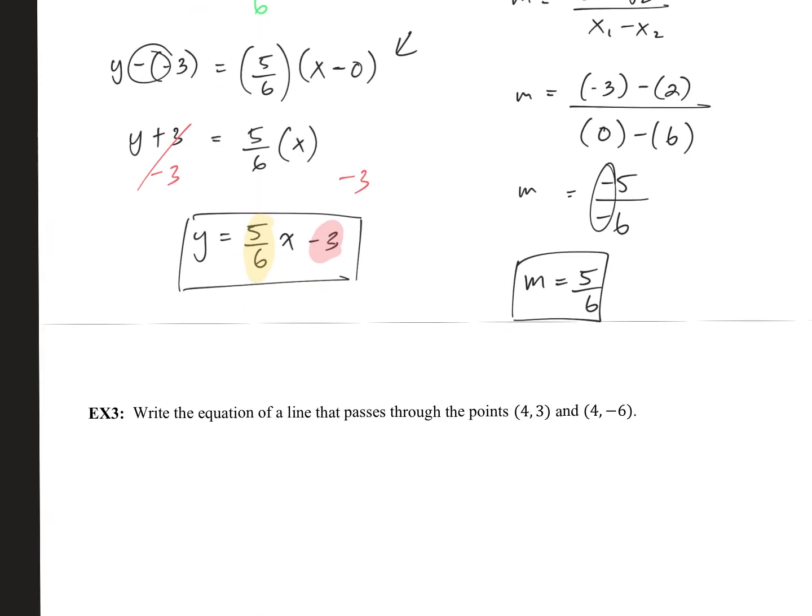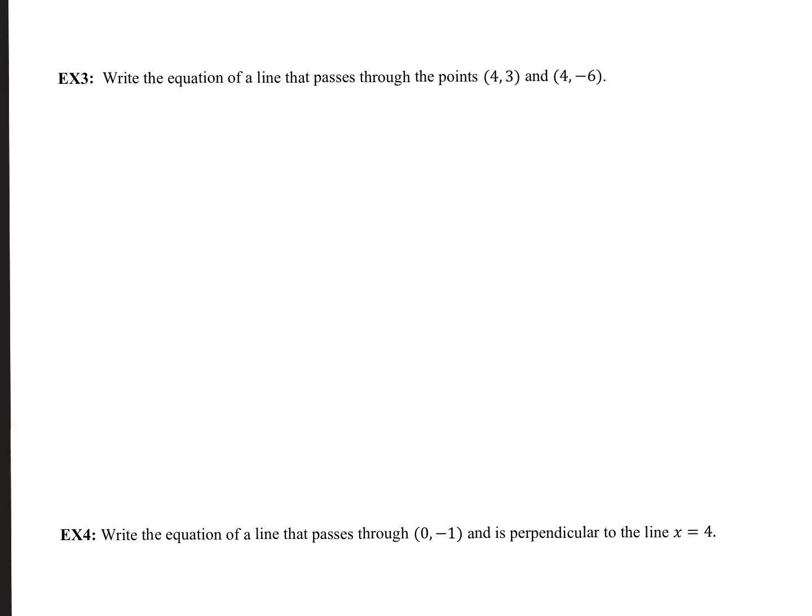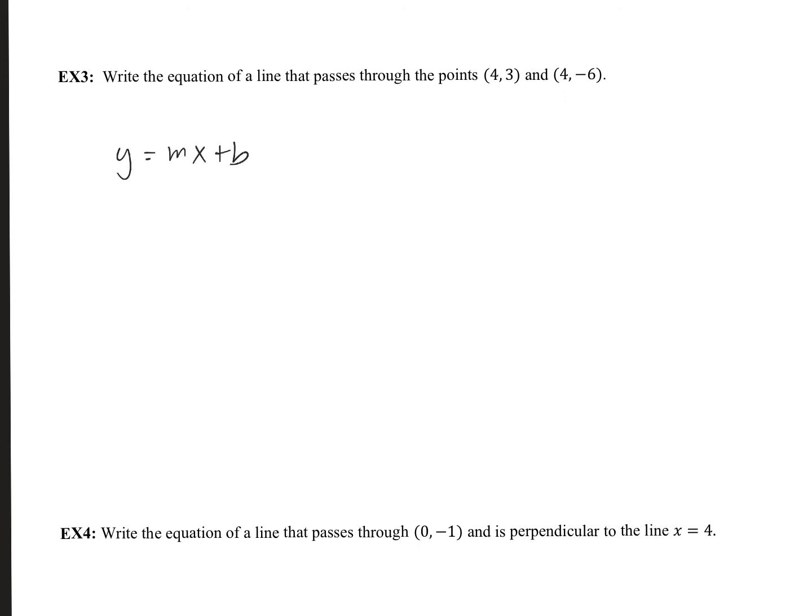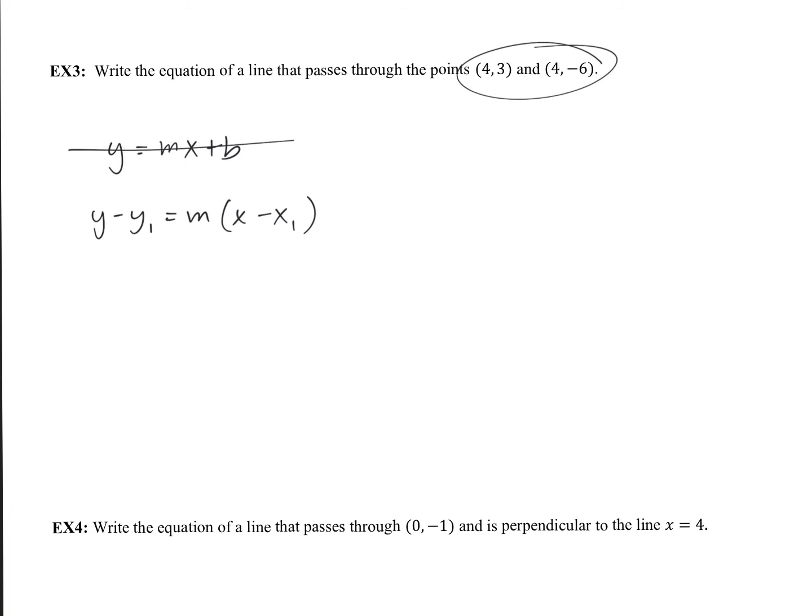Alright, okay, let's see, moving along. Write the equation of a line that passes through the points 4, 3 and 4, negative 6. Okay, so once again, I think about my two equations: my slope-intercept or my point-slope. I am not given the intercept, so I'm not going to use this one. There are ways to use it. Some teachers do teach a method for that, and if you like that method, you can go ahead and use that. I usually default to using this equation. And to use that, first we need to find the slope.